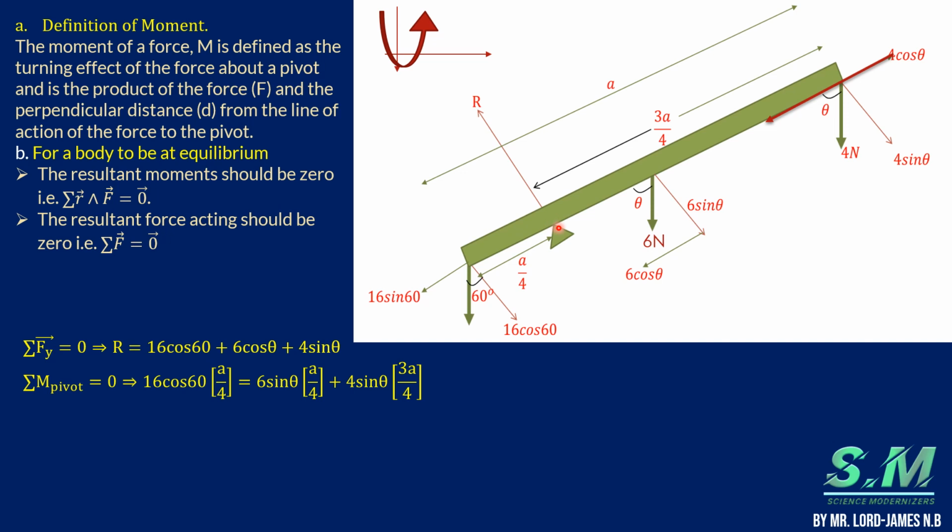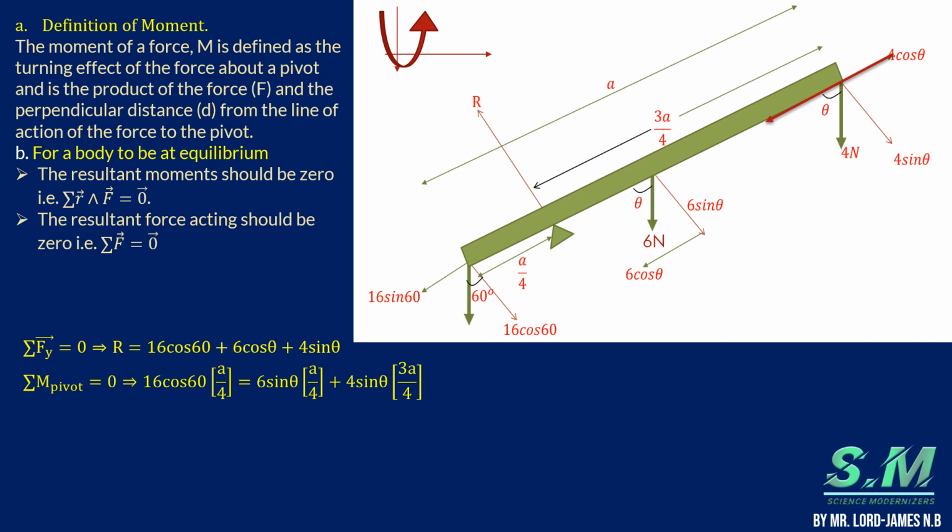So we proceed and we identify the perpendicular component. Notice that this force is not perpendicular to this pivot. So the perpendicular force to this pivot will be 16 cos 60. How then will 16 cos 60 behave? Is it a clockwise force or an anti-clockwise force?